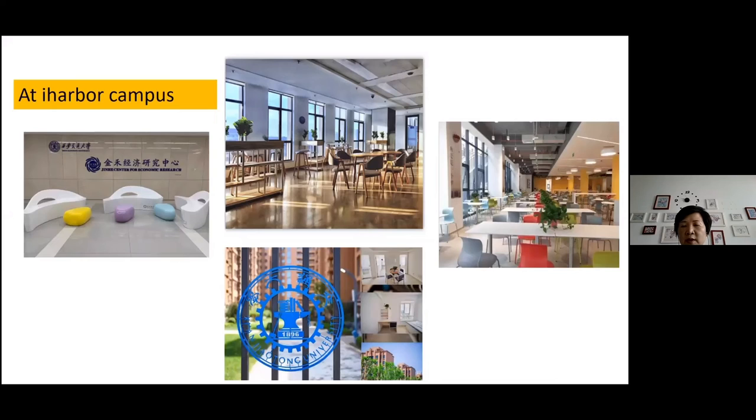And for life on the iHarbour campus, we have a new place, and it's actually a very modern campus with very new hardware. We have a coffee corner, a very clean canteen, including a Muslim canteen, and also a four-unit dormitory with one room for each student. And this is the picture of our center when you just come out of the elevator. Okay, so I think you will have a very wonderful life here on our campus.